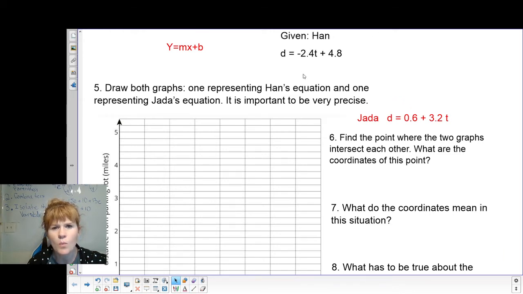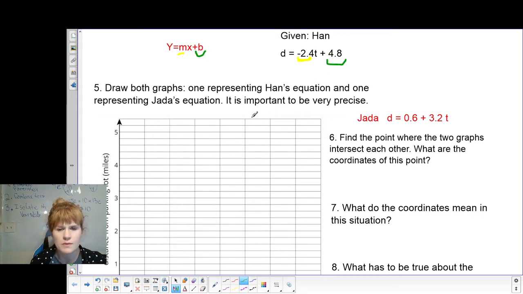Now, instead of saying y, it's d equals. And then the m, that's the slope of the line. And you see that in Hans' equation, right? Here's the m in yellow. It's here, negative 2.4. That's the slope of the line, negative 2.4. And then the x, well, we're using t. In slope-intercept form, plus b is the y-intercept. And here we have 4.8.